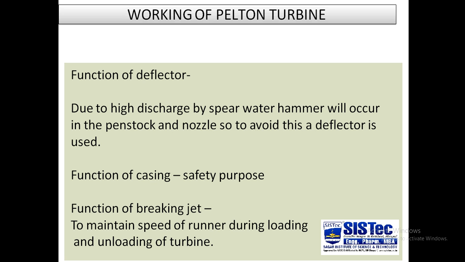So what is a casing? A casing is generally made of cast iron or steel. It has no use in the flow itself, but it is used for safety purposes in our turbine portion. Next is a part that is called the braking jet. The braking jet is provided to maintain the speed of the runner during the loading and unloading of the turbine.